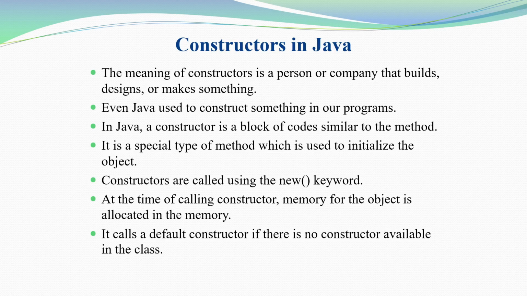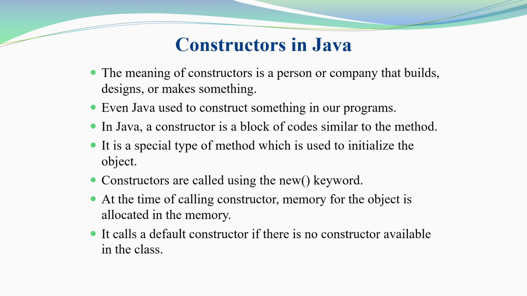It calls a default constructor if there is no constructor available in the class. In such cases, if as developers we don't provide any constructors, or if we feel that a constructor is not useful for our requirement, but later on we instantiate that particular object, in such cases the Java compiler provides a default constructor by default. So that's about constructors in Java.